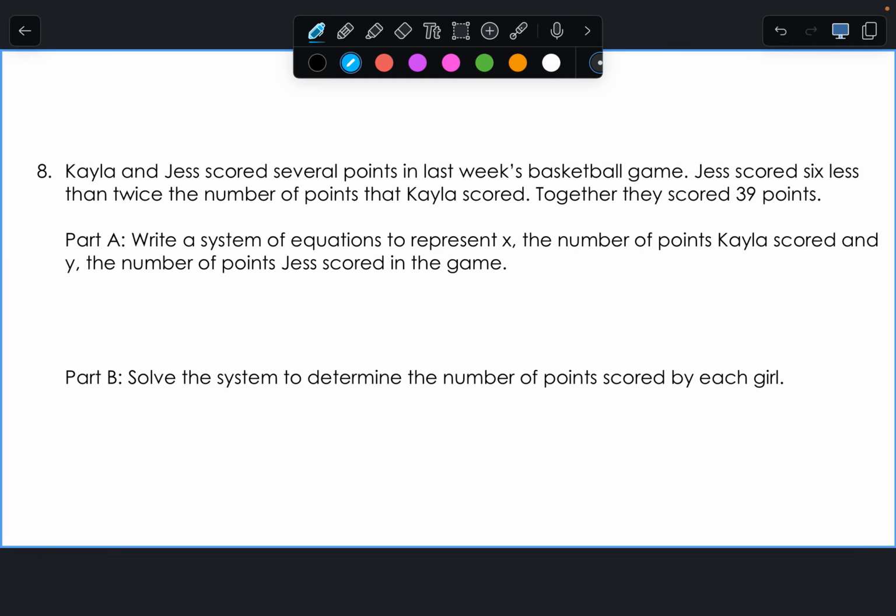In the meantime, what are my 2 variables for the next one? It tells you to use X and Y. What does X represent? Caleb. The number of points. The number of points Kayla. It's right there. Just say it.